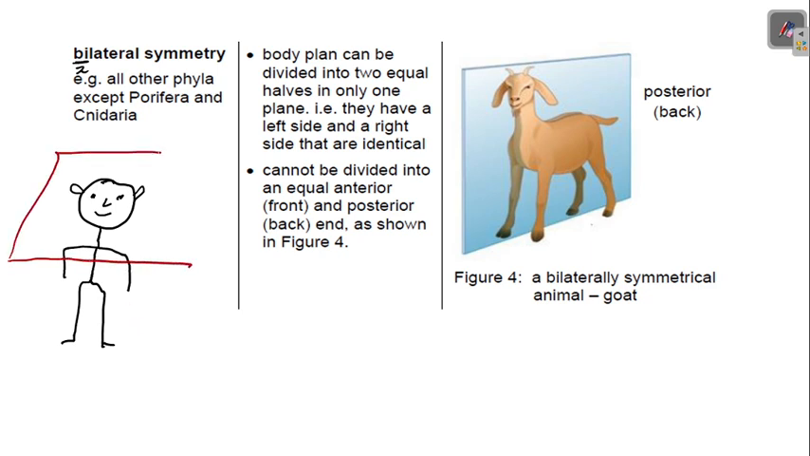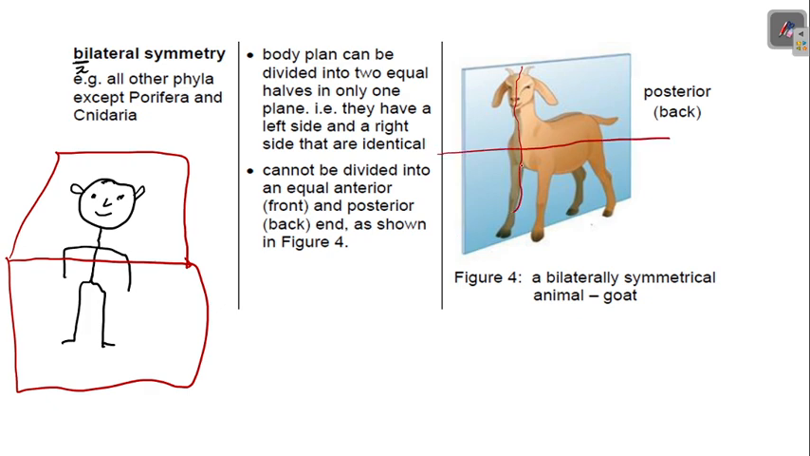No. This half will contain the head and everything else, and this half will contain the legs and everything else. So these are not identical halves, similar to this goat. If you cut it across like this, you'll get two identical halves, right? But if you cut it like this, you will not get identical halves. So basically, those are animals that can be cut from one plane and you'll have two identical halves. Those are known as bilateral symmetrical organisms.